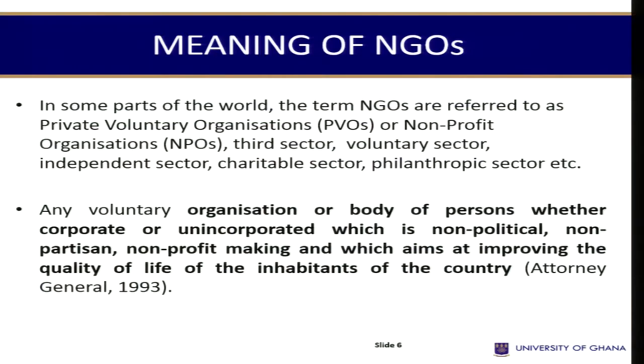Oftentimes you have different terms that are used to refer to this category of organizations in different jurisdictions. If you come to Ghana, we call them NGOs. Other parts of the world, they refer to them as private voluntary organizations. In some places, they call them third sector organizations. In other places, they call them voluntary sector organizations, or charity or charitable organizations, or philanthropic organizations. In some places, they call them foundations.